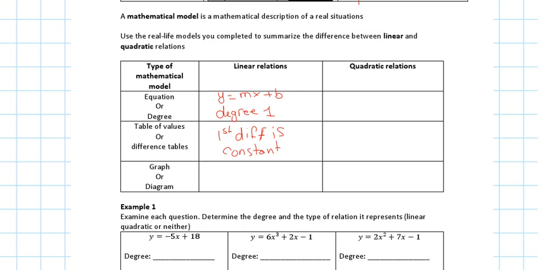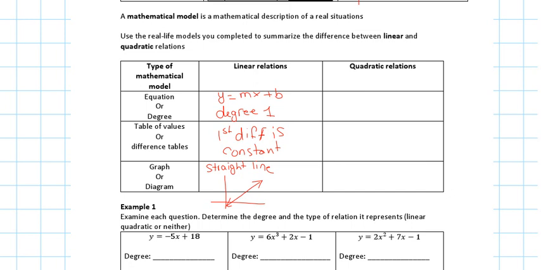And then how is your linear graph going to look? It's a straight line. How about as a quadratic relation? It has a degree 2.